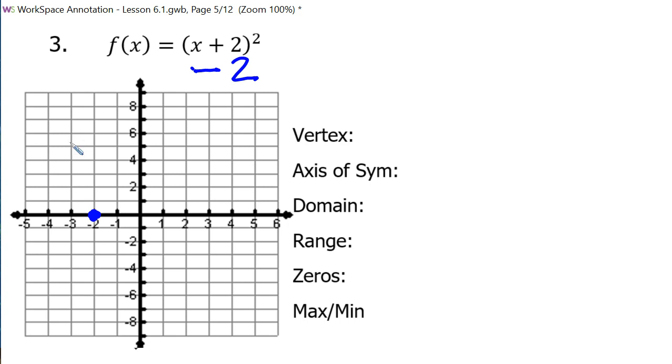Get your points. If I go over 1, what is 1 squared? So over 1, up 1 on both sides. If I go over 2, what is 2 squared? 4. So over 2, up 4. If I go over 3, what is 3 squared? 9. So over 3, up 9.